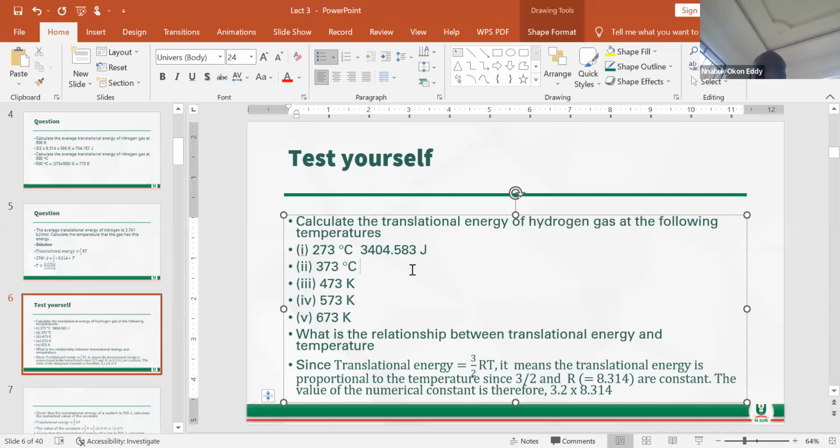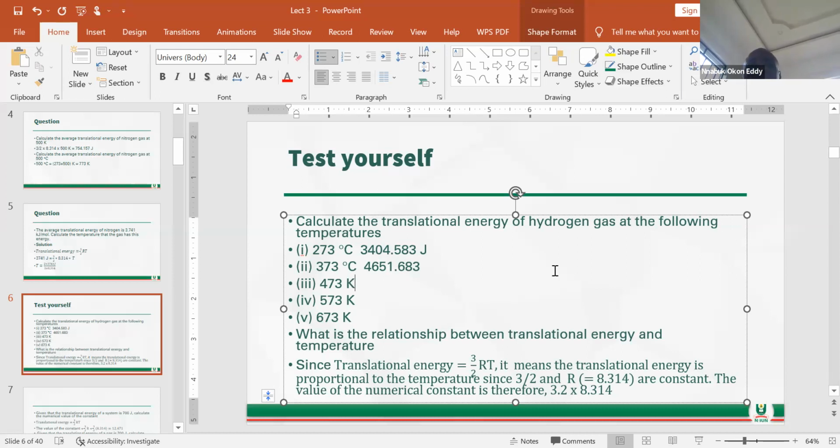The next one, the answer will be 4651.683. So I'll give you answer for the two. Once you are able to confirm the answer for the two, the same method will apply for the other one.